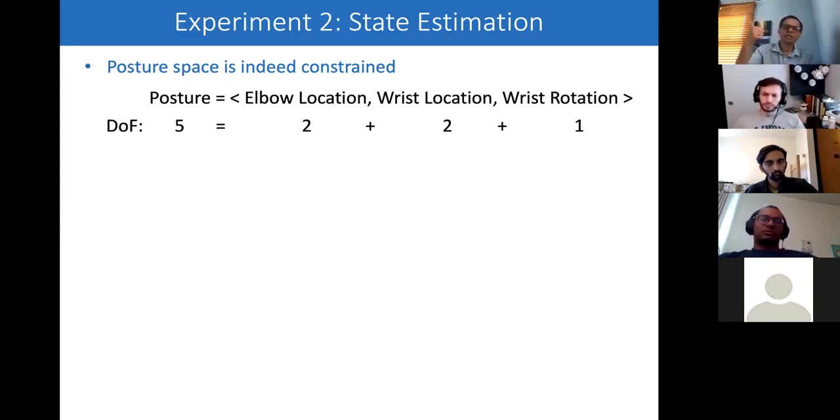I have a wrist gyroscope. I have measurements from my IMU at my wrist. So I have accelerometer 3, gyroscope 3, magnetometer 3. So I have 9 measurements and 5 degrees of freedom, 5 unknowns. I should be able to solve it. What is the catch?